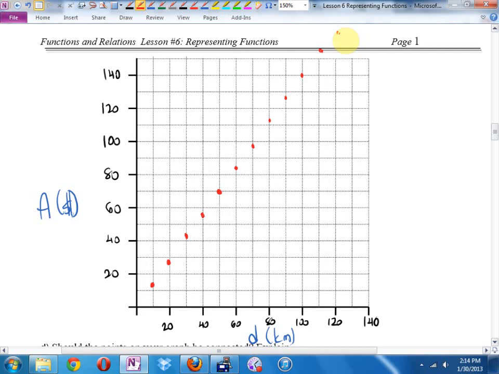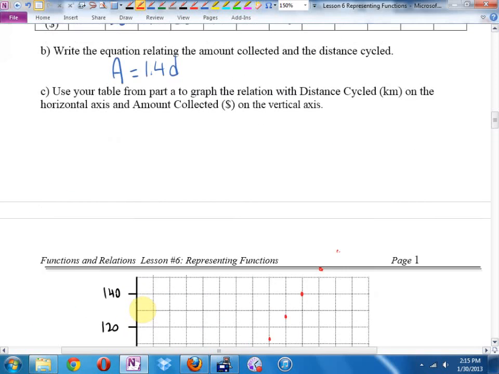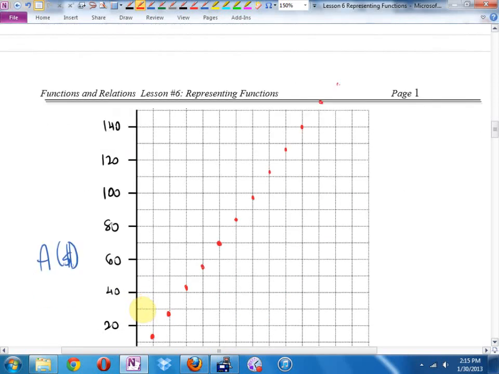By the way, is 0, 0 on this graph? Curtis, is he alive? Oh, he is. Okay. 0, 0 on this graph? If you cycle 0, will you get any money? No. So I would make an argument that this graph does go through zeros. But not all graphs do. So there, we've done part C, graphed.